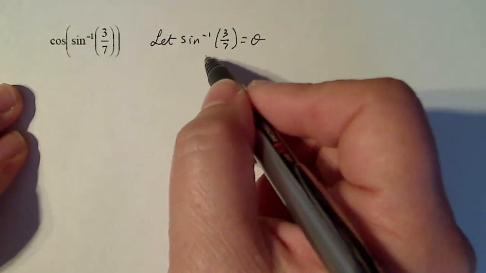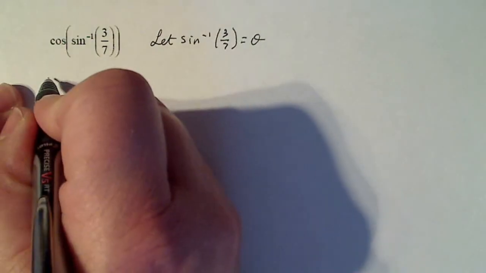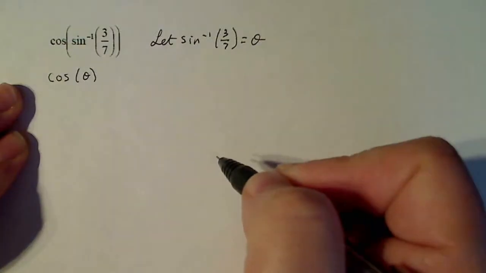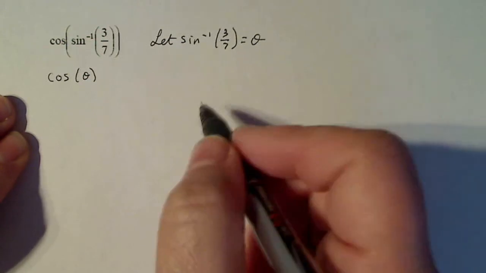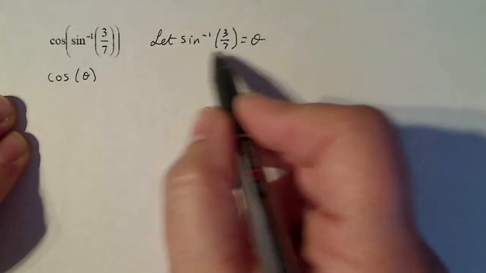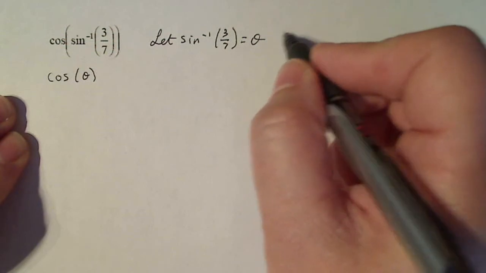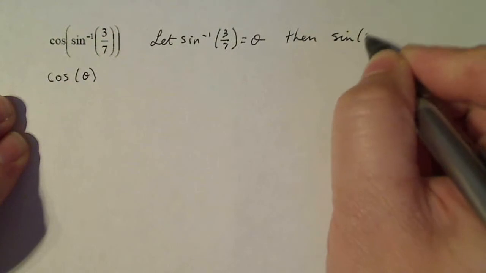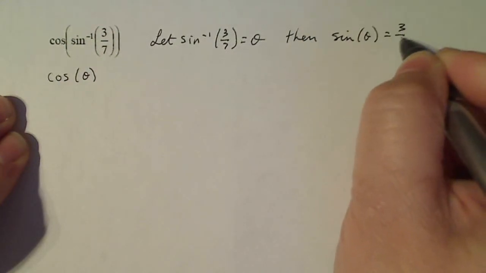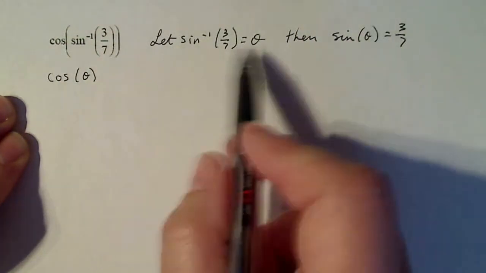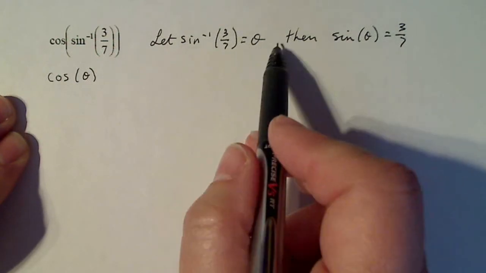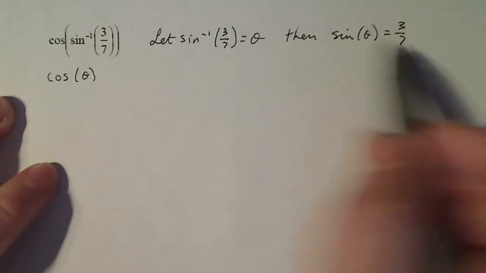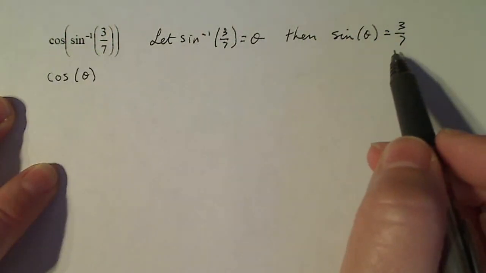So if I let sine inverse 3/7 equal theta, then this term becomes cosine of theta. And that's going to become very helpful in the near future. Now, if sine inverse 3/7 equals theta, then we can say sine of theta equals 3/7, right? That's how we learn. So let's say we take sine of both sides. Then we have the sine of theta equals the sine of sine inverse, which gives us just 3/7. If this is true, then this is true always.